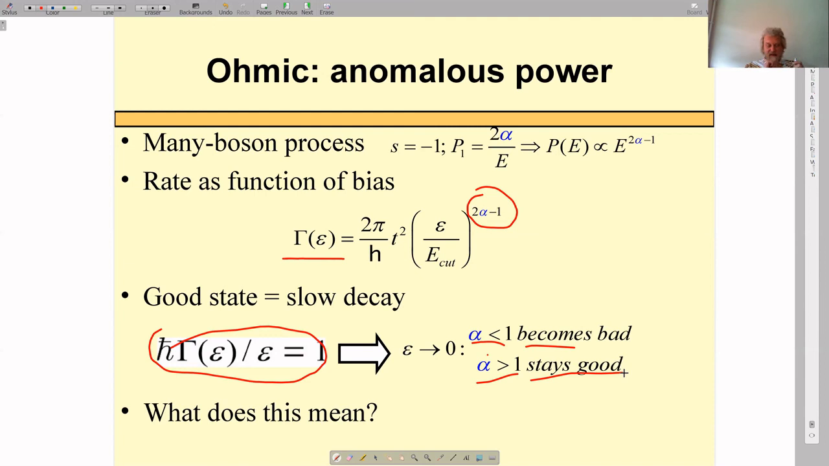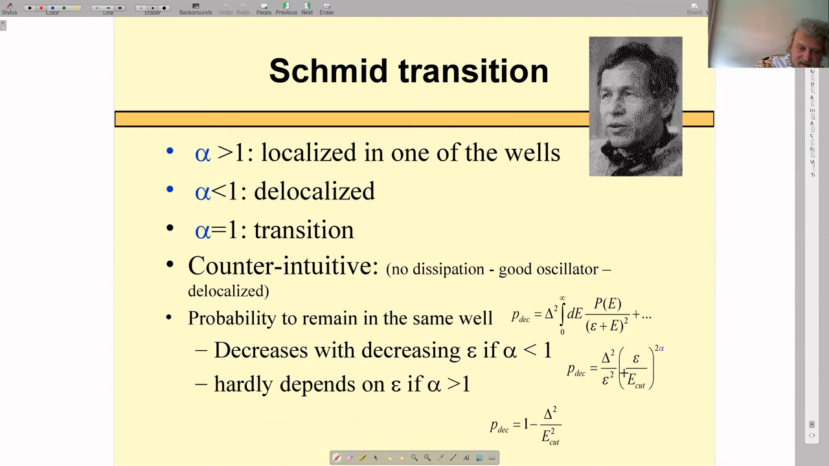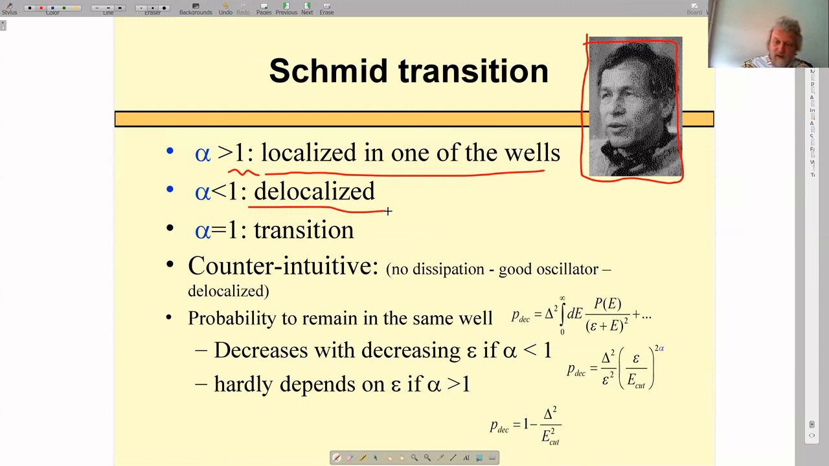What does it mean, for instance, for localization? Would the particle stay in this well? This is the statement made by the physicist Albert Schmidt, that eventually the transition at A equals one is a localization-delocalization transition. At big alpha, the situation is classical, and the particle is localized in one of the wells. And it is delocalized at small values of alpha, smaller values of coupling.